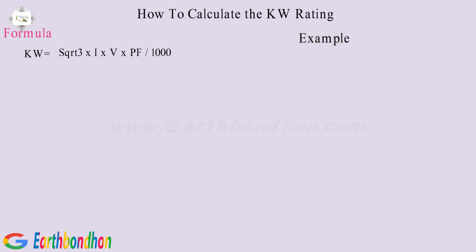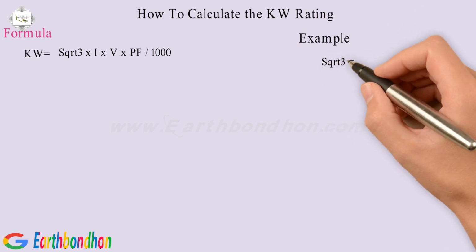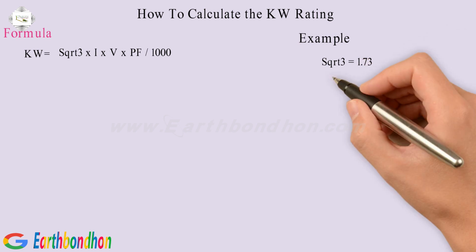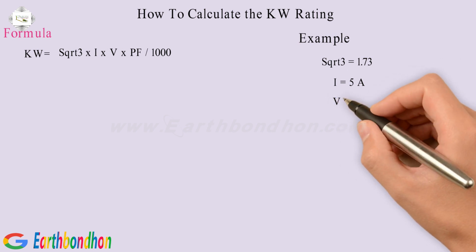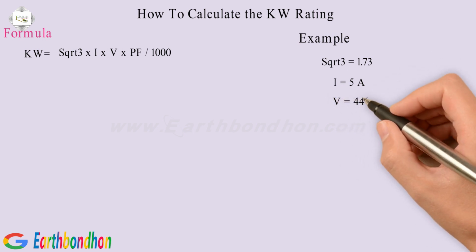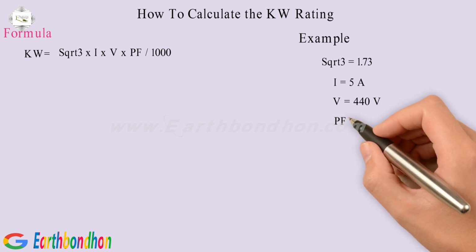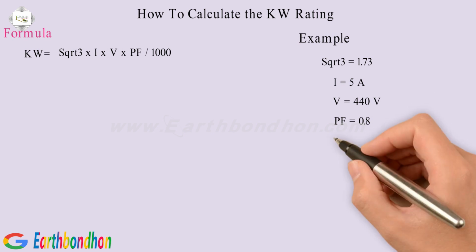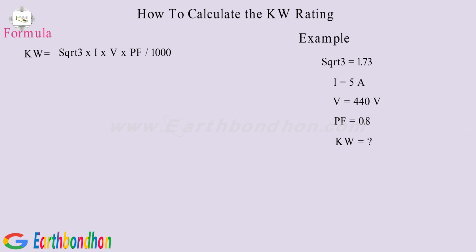Example: SQRT3 equals 1.73. I equals 5 amperes. Volt equals 440 V. Power factor equals 0.8. Kilowatts equals?